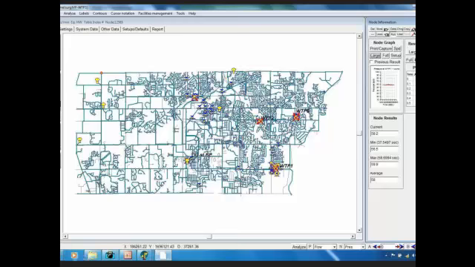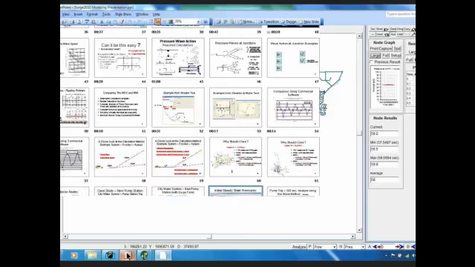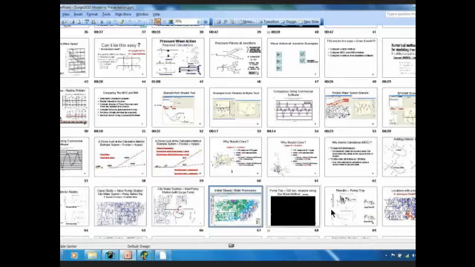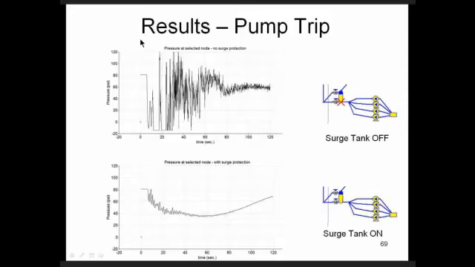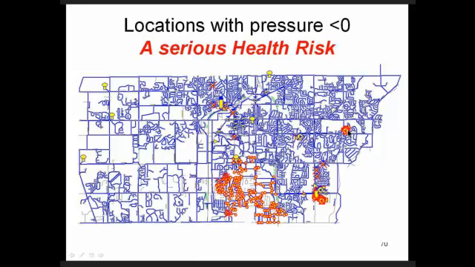I see I'm running out of time, but I'm almost done, so let's complete this. So basically, we could run the results. Here's with the pump trip. Here's with the surge tanks. So we size surge tanks, and that's an ongoing project. Without the surge tanks, when we did the pump trip, all these locations went subatmospheric. So it was pretty clear that we needed to have some sort of protection in this system.